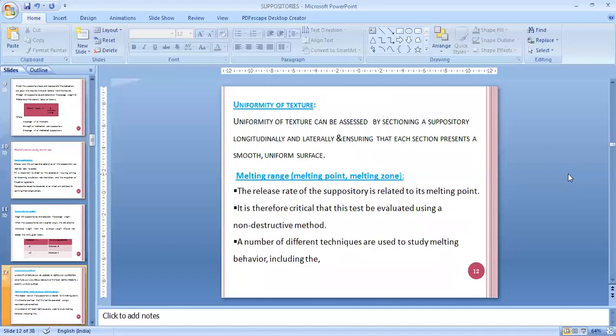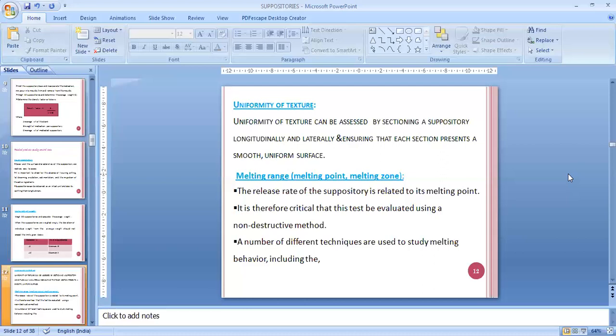So then texture, uniformity of texture. Uniformity of texture can be assessed by sectioning a suppository longitudinally and laterally and ensuring that each section presents a smooth uniform surface. So then melting range, that means melting point or a melting zone.